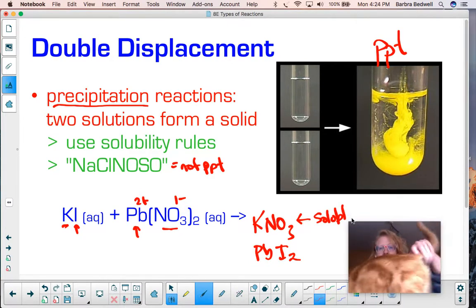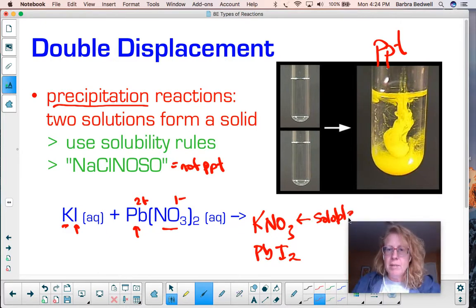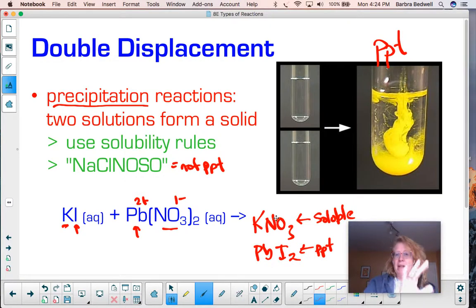And then I know that this one, because it's not covered in NaCl-NoSo, this one right here is going to be our PPT. It's the other one. So again, if you're wondering, I'm not going to test you on this. I'm going to test you on writing and balancing equations. I'm previewing something that we're going to see later on. So again, double displacement reactions, precipitation reactions, or formation of solid is one of the important types of this.